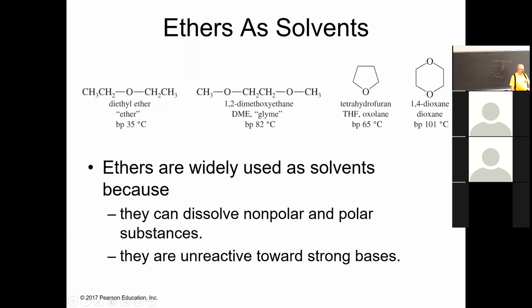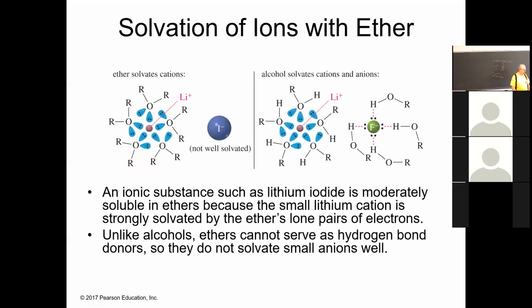Okay, some of the properties of ethers include the fact that they are widely used as solvents because they can dissolve many nonpolar and polar substances, and they are unreactive toward strong bases. Ethers can solvate cations, but not anions. In contrast, alcohols will solvate both cations and anions. And so a substance such as lithium iodide is moderately soluble because the small lithium cation is strongly solvated, but the iodide is not well solvated.